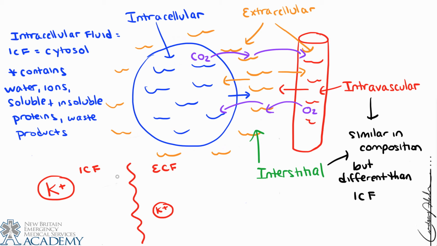Potassium is very highly concentrated in the intracellular fluid. There's tons and tons of potassium ions. And in the extracellular fluid, and I mean interstitial and intravascular, there is, in relative proportion, much, much less potassium. Conversely, sodium is very highly concentrated in the extracellular fluid and minimally concentrated in the intracellular fluid. So these are probably the most important to remember.